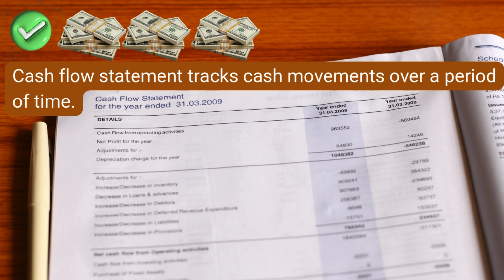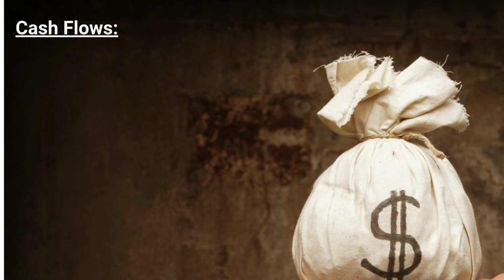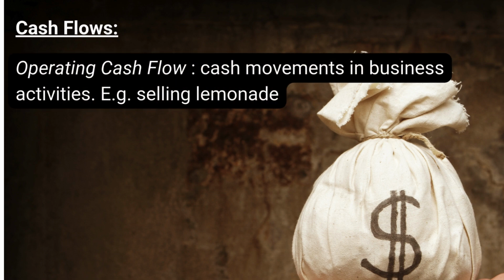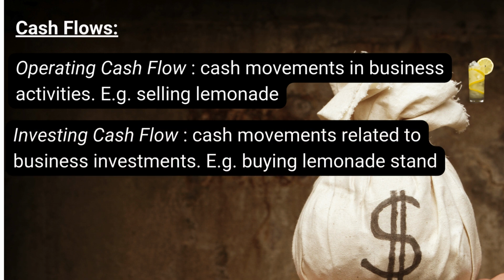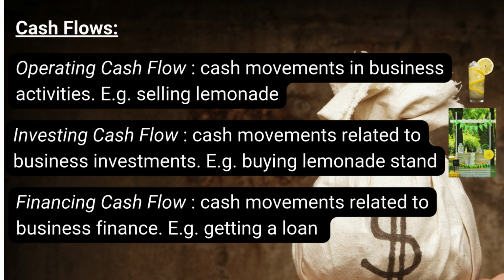It breaks down cash movements into 3 sections. Operating cash flow, meaning how the money is moving around in business activities, like selling lemonade. Investing cash flow, including investments into the business, like buying a lemonade stand. Financing cash flow, meaning money movements in financing activities, like borrowing money to buy the lemonade supplies.